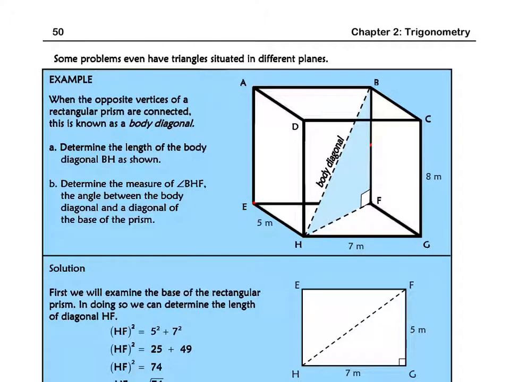Okay, these next couple of examples have to do with three-dimensional objects, and we're going to be using a rectangular prism, and we're asked to find the length of the body diagonal, which goes through the inside from opposite vertices from H to B. In this particular example, the body diagonal goes from H to B, and it will be the diagonal that cuts through the inside of the prism.